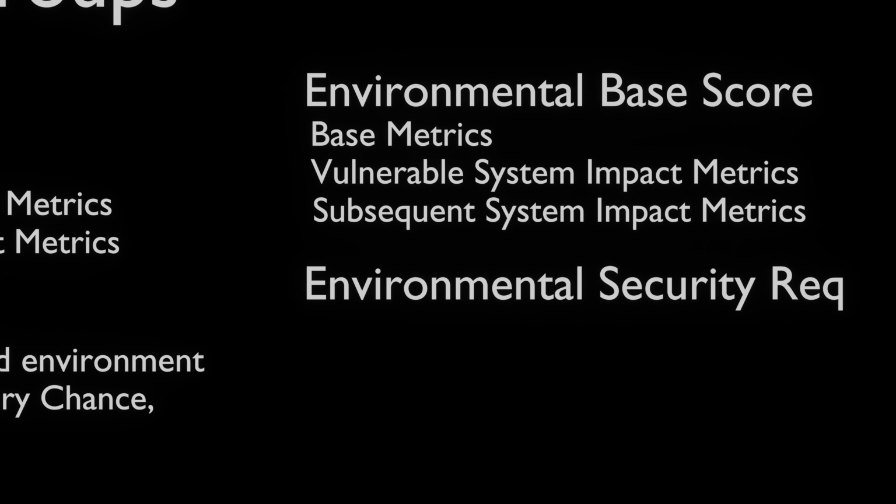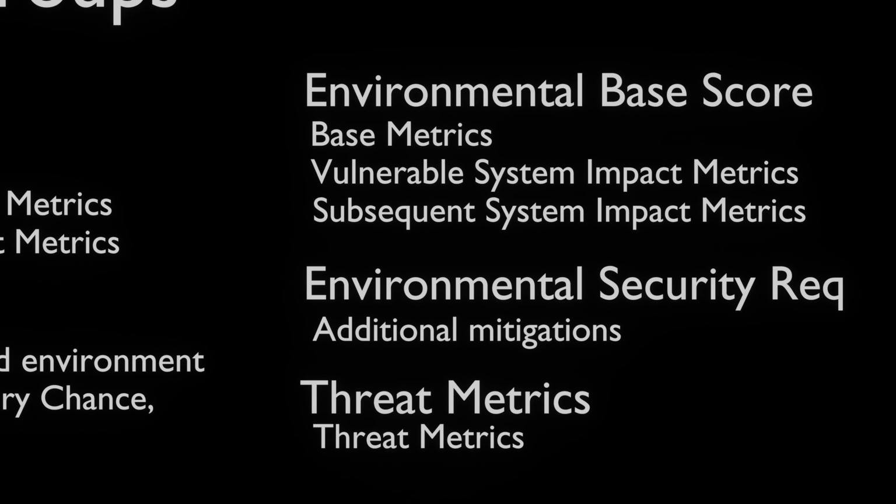The Environmental Security Requirements metric group allows owners to adjust each attribute based on additional mitigations that were performed in or by the system. Finally, there's the threat metric. This is used to signal the threat to the environment and is also filled out by the client. Let's score a vulnerability together.